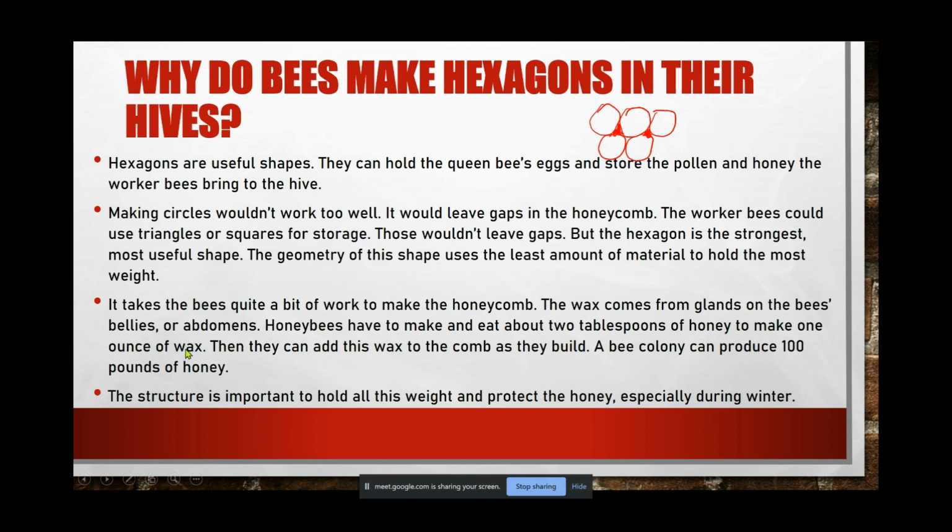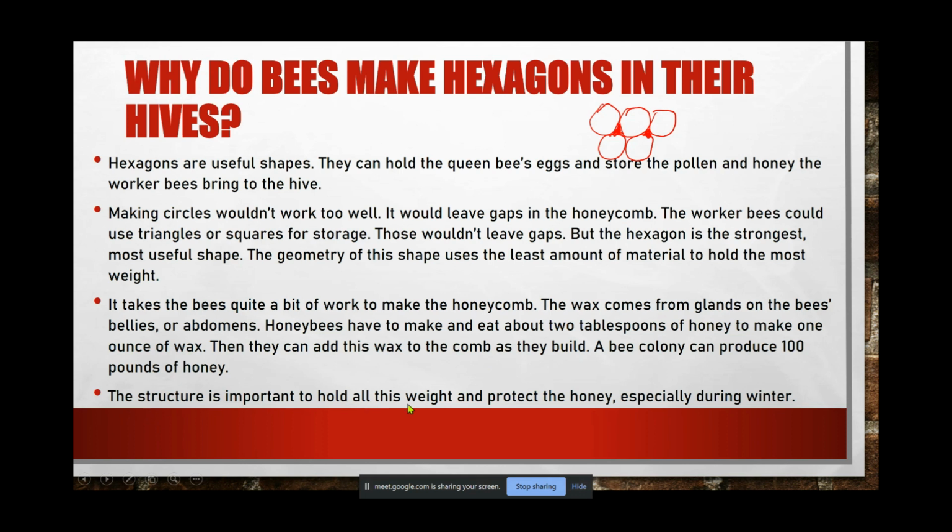A bee colony can produce 100 pounds of honey. 100 pounds is equal to how much? Can you imagine? It's very heavy, it's around 40 to 50 kilo. So the structure is important to hold all this weight and protect the honey, especially during winter.